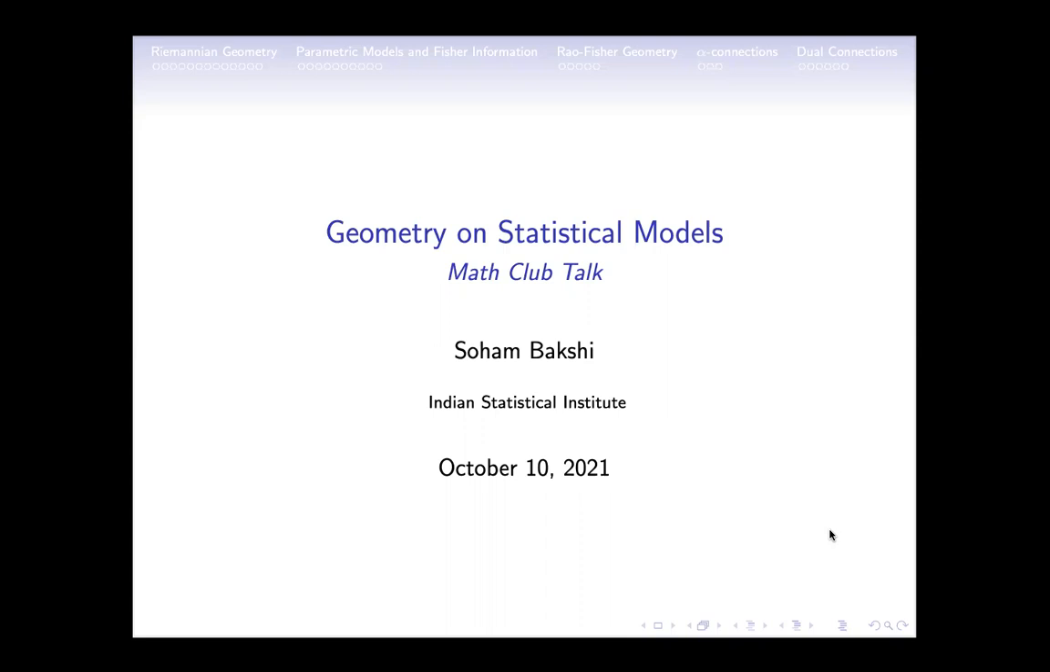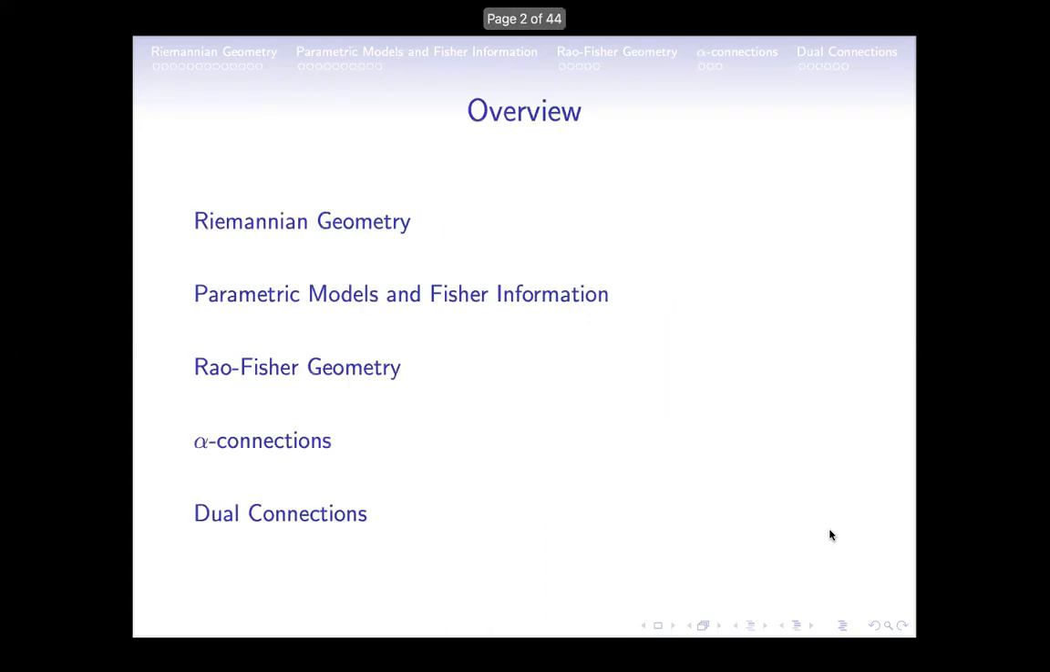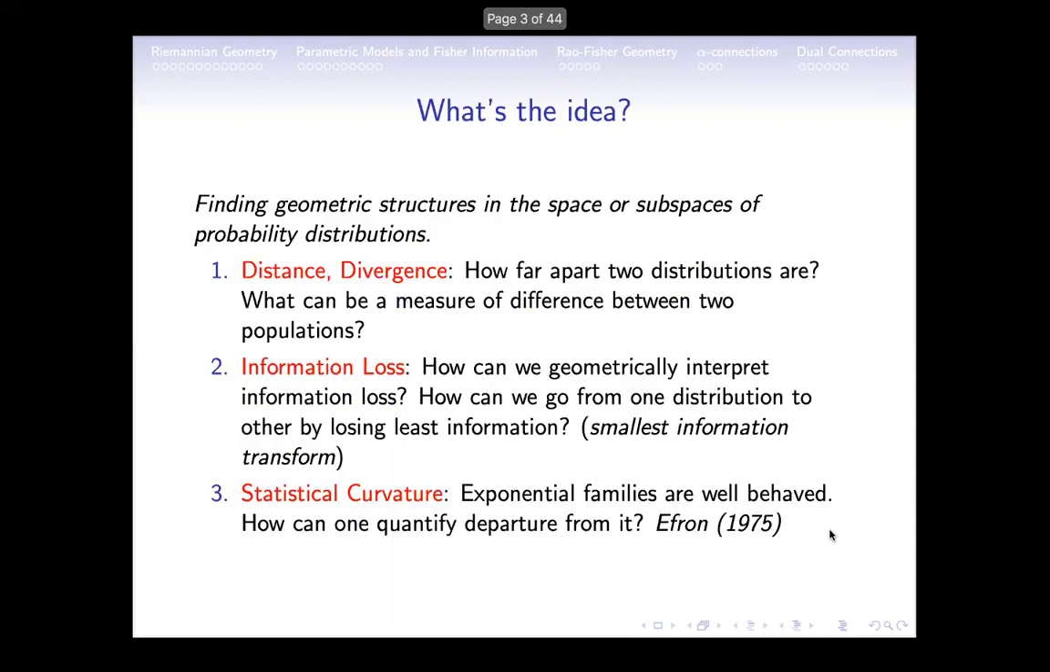Today the topic of this presentation will be geometry on statistical models. By that, what I mean is doing Riemannian geometric modeling on statistical models. Statistical models can be thought of as just a space of probability distributions. So let's see what we are going to do. We are going to find geometric structures in the space or subspaces of probability distributions.